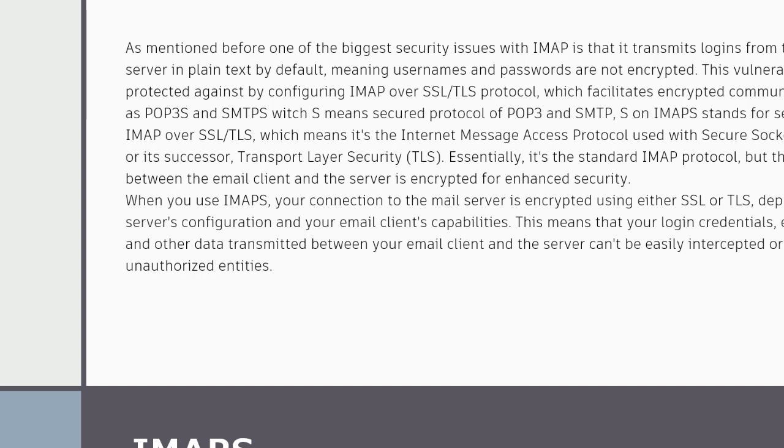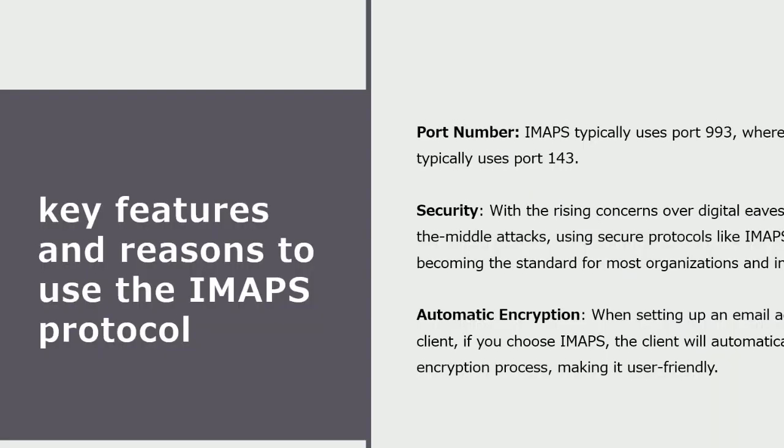When you use IMAPS, your connection to the mail server is encrypted using either SSL or TLS, depending on the server's configuration and the email client's capabilities. IMAPS typically uses port 993, whereas unsecured IMAP typically uses port 143.